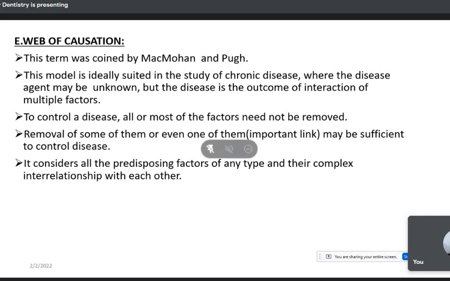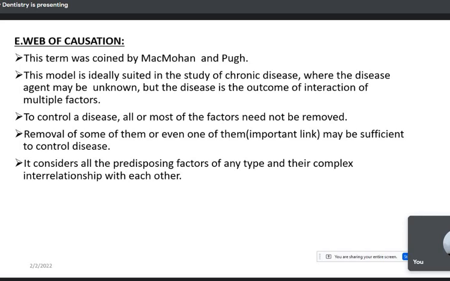So again, don't be confused between multifactorial causation and web of causation. In multifactorial causation, there are many factors which can cause disease, but those factors are not interrelated. Like tobacco is causing cancer. The non-healing sore is causing cancer. The lack of nutritious food, especially antioxidants, is causing cancer. But these three things are not interrelated, right?